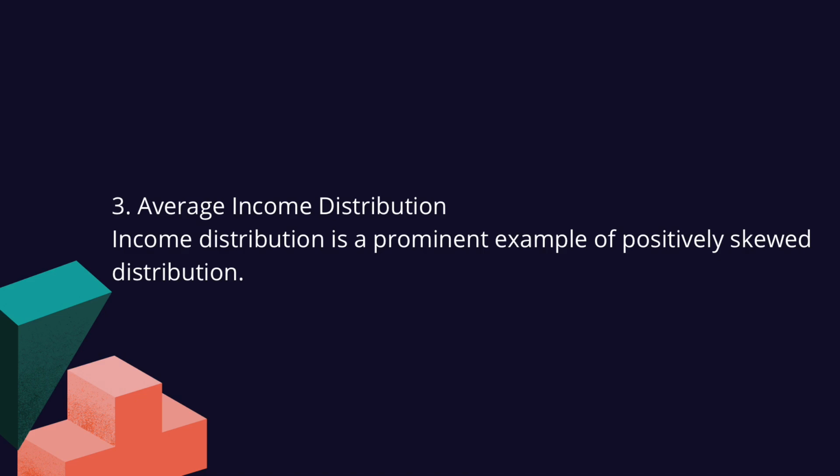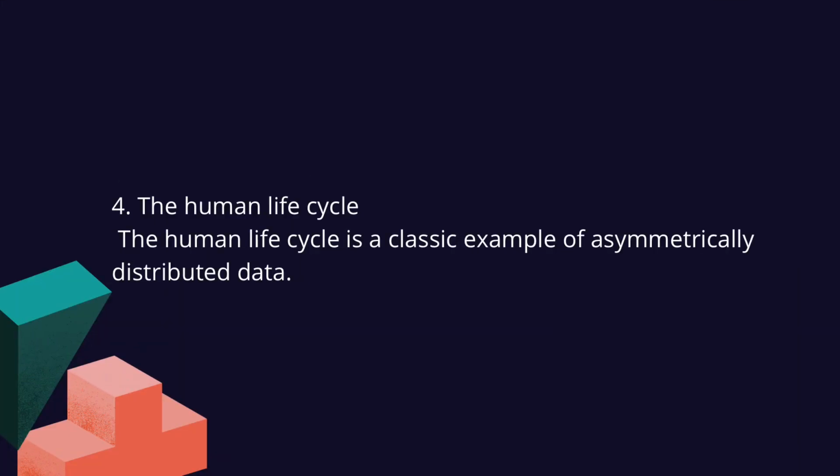Third is average income distribution. Income distribution is a prominent example of positively skewed distribution. This is because a large percentage of the total people residing in a particular state tends to fall under the category of a low-income earning group, while only a few people fall under the high-income earning group. The mean of such data is generally greater than the other measures of central tendency of data such as median or mode. And the next example is the human life cycle.